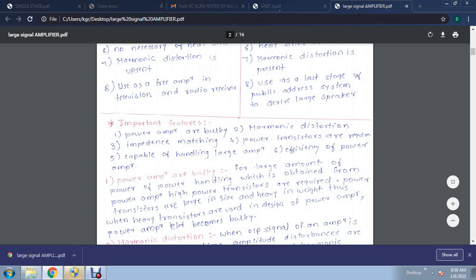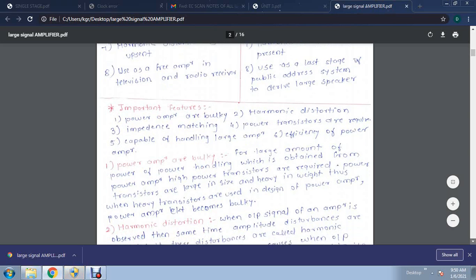Coming to bulkiness, power amplifiers are bulky because of the large amount of power handling that is obtained from the power amplifier. High power transistors are required. Power transistors are large in size and heavy in weight. Thus when heavy transistors are used in the design, the power amplifier circuit becomes bulky.